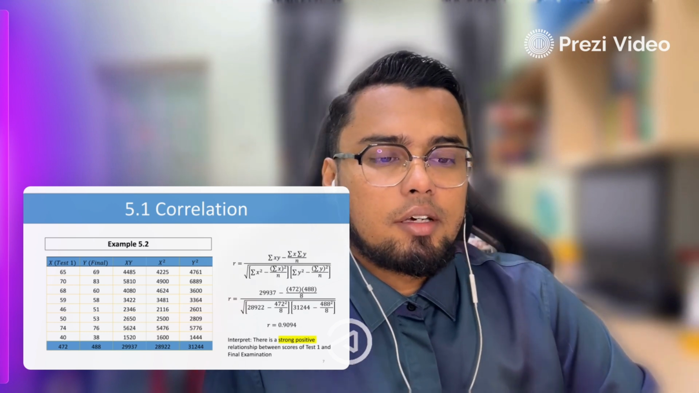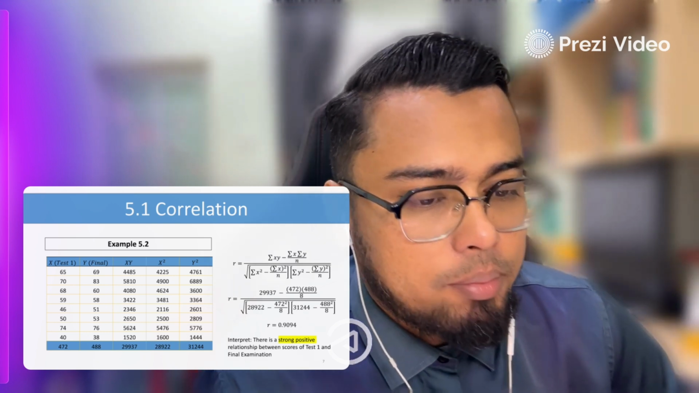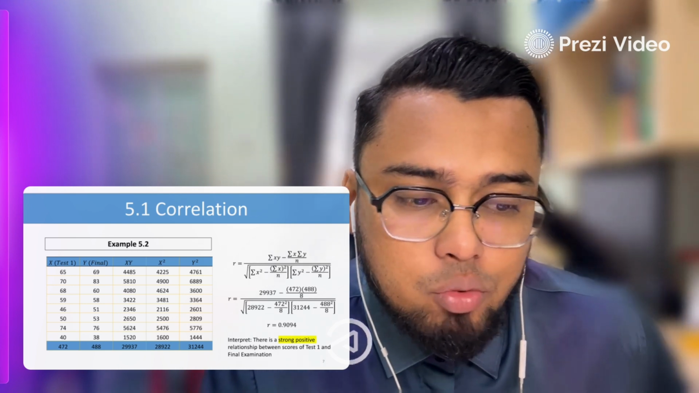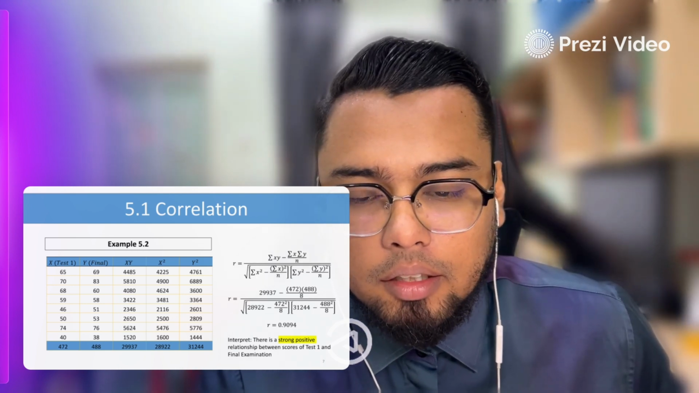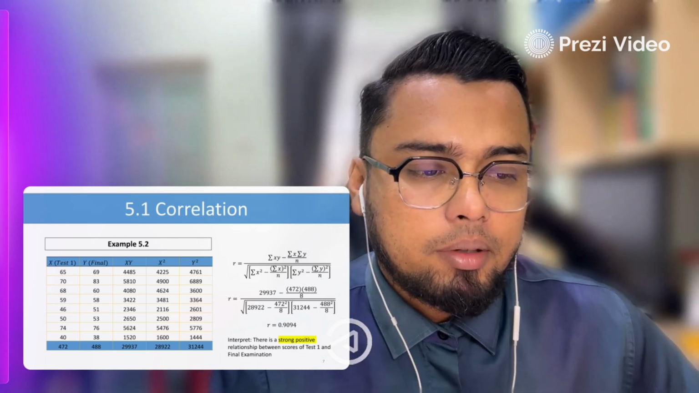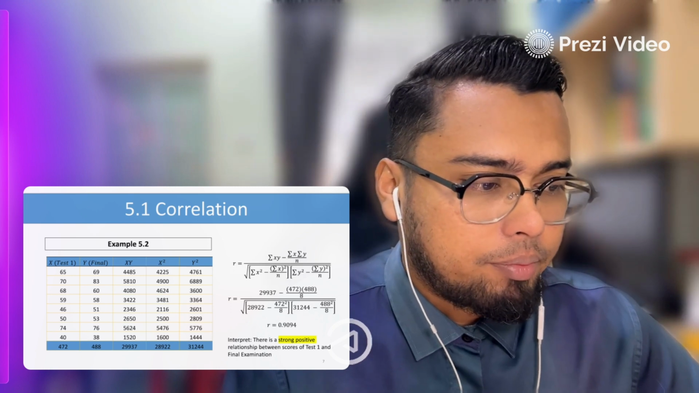Okay, then student, kalau you are asked to interpret, please include the variables. Okay, there is a strong positive relationship between scores of test 1 and final examination. So depend lah. Soalan tu menggunakan variable apa, then you just mention balik.